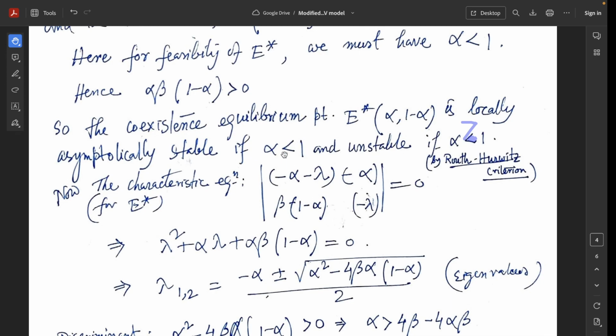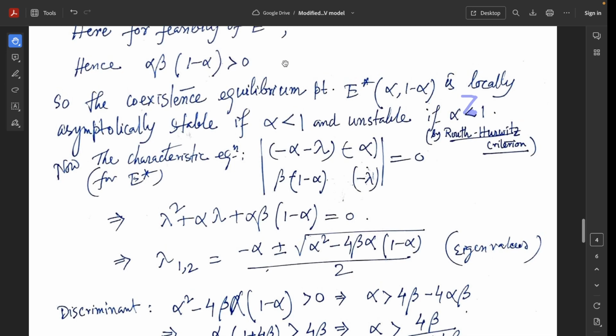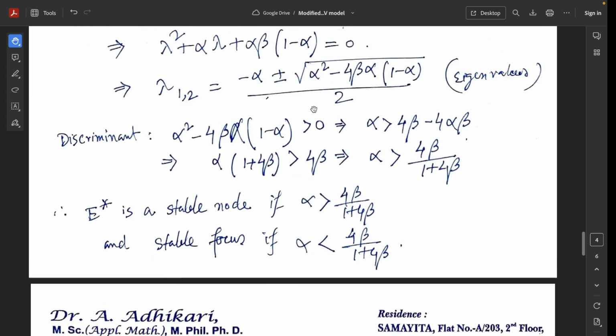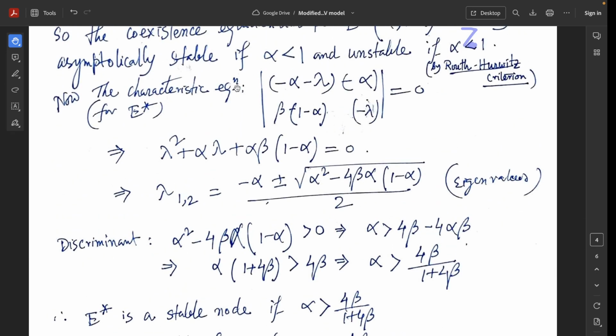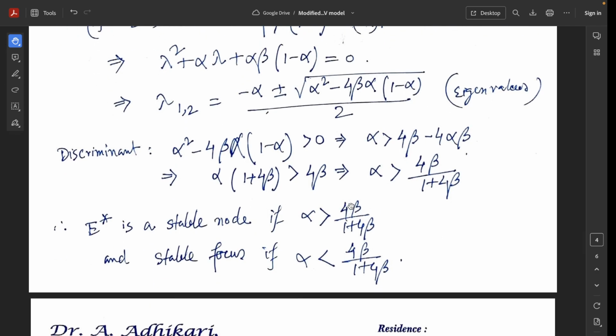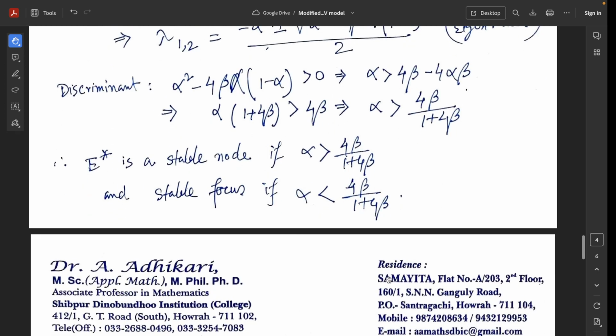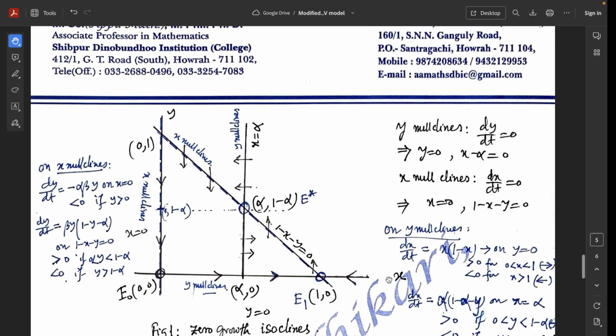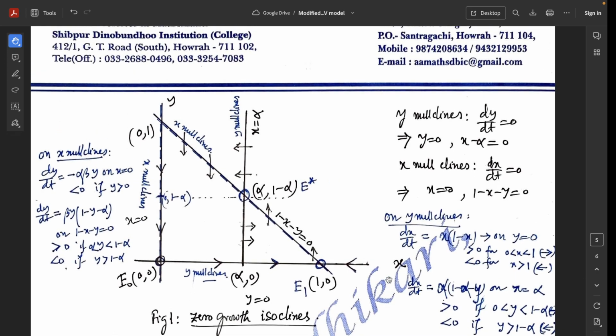In this case, alpha is less than 1. So under this case, alpha is less than 1, and it is asymptotically stable. But when alpha is greater than 4 beta by 1 plus 4 beta, it is a stable node. If alpha is less than 4 beta by 1 plus 4 beta, it is a stable focus. Now we study the zero growth isoclines for this.